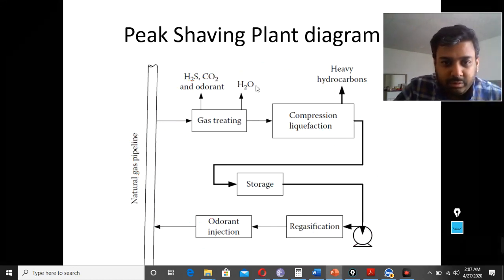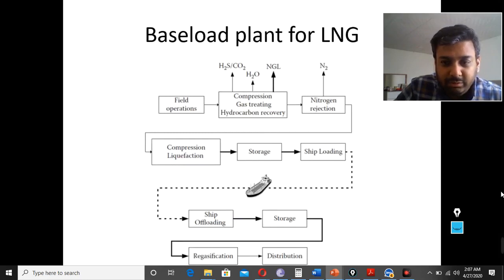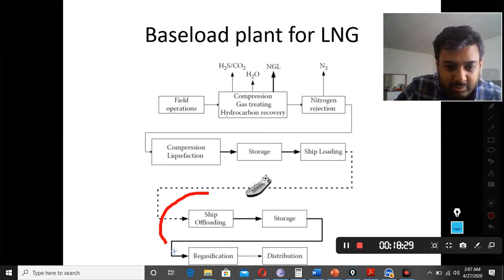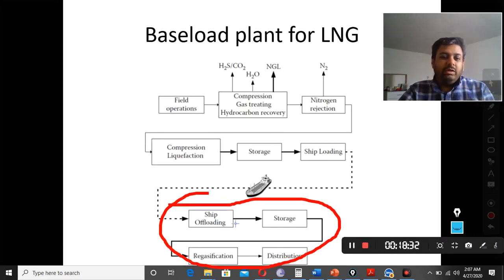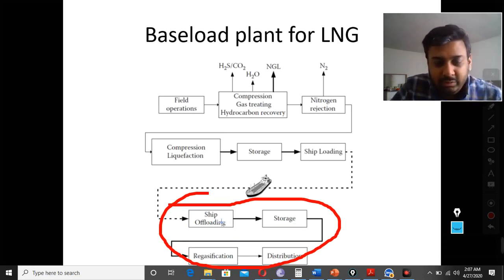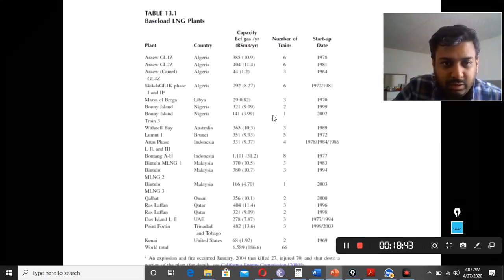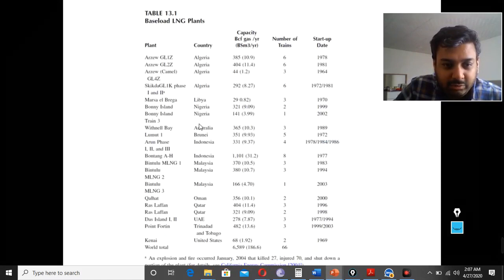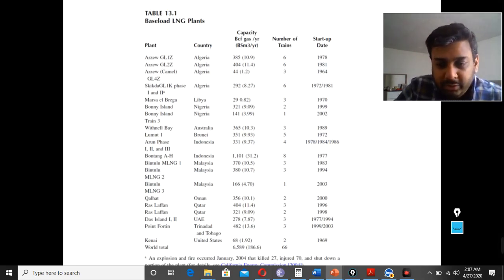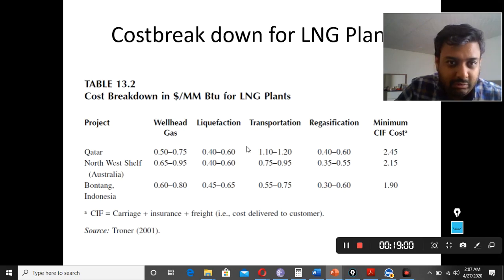And this is the base load plant. The base load plant, as I said, mainly depends on this part, because it has the storage and regasification. These are usually located at the buyer's place, where the buyer bought the gas and has to regasify it and sell it, and so on. Now look at this. These are base load plants: Algeria, Libya, Nigeria, Australia, Brunei, Indonesia, Malaysia, Oman, Qatar, UAE. They all have base load plants and are using LNG. So it's quite popular, and it could be viable for Iraq also to follow the same as around the world.